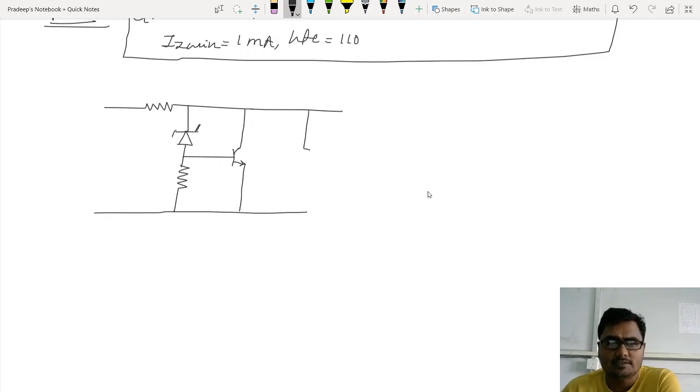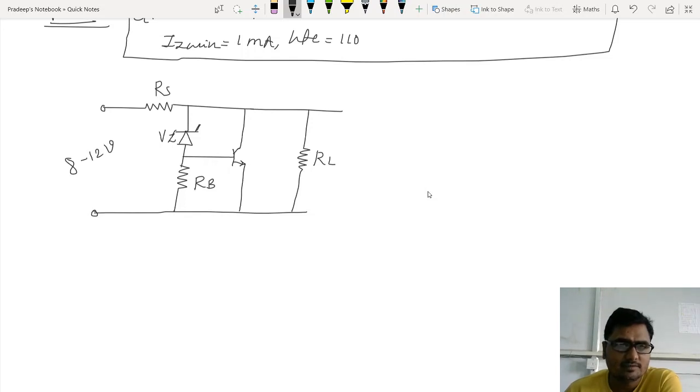And one load resistor is connected. Don't forget to connect the load resistor. I will call this RL. This is RB. This is VZ, the voltage across the Zener. This is RS, and this is my input voltage VIN. So the input voltage is given as 8 to 12 volts.